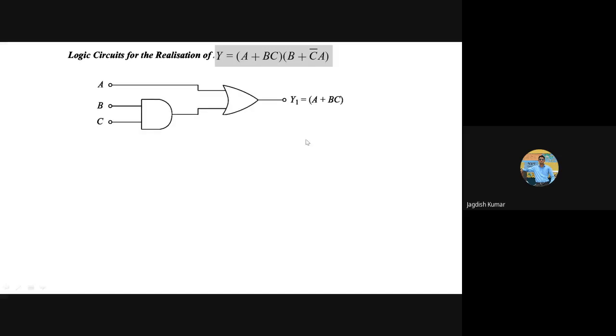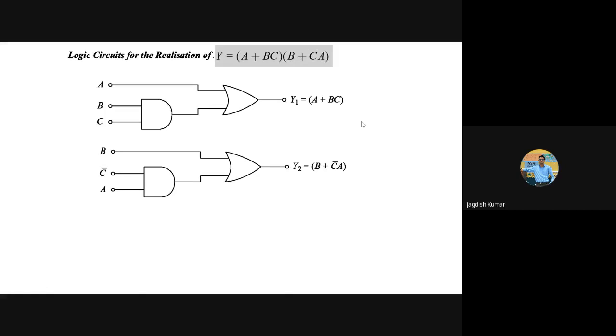So we try to see how we can actually realize this circuit. If we stick to this expression simply as such, then how will we get the final circuit corresponding to this? The first term gives you something, suppose y1, a or bc. So this is nothing but bc, ORed with a, which gives you a or bc. Then the second term, b or c bar a. And lastly, you have to AND these y1 and y2, giving you the final expression.